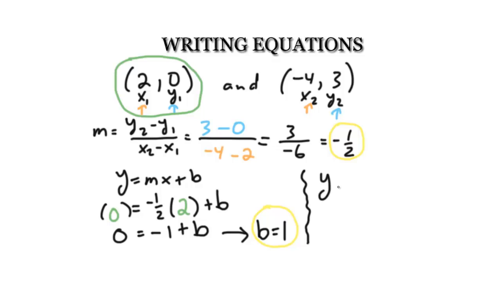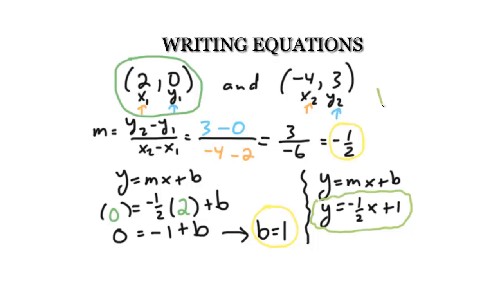So it's going to be y equals mx plus b, but I'm going to replace the m with negative 1/2, the x stays there, plus the 1. And we're done. Circle that as a final answer. Big smile for you. And we're done.